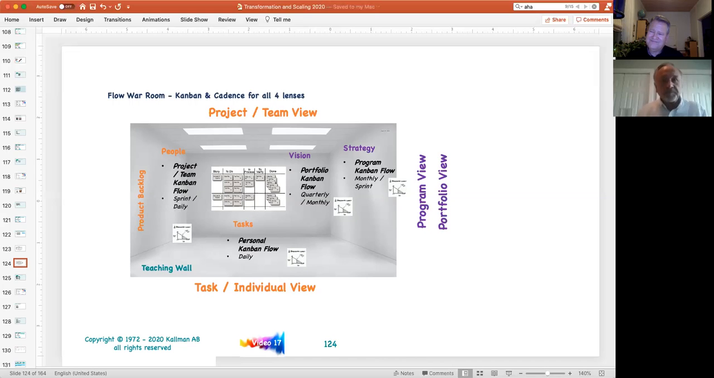This particular wall here, when you look at the Kanban board, the team boards, and the burn-up charts, it just was very intuitive to leadership.